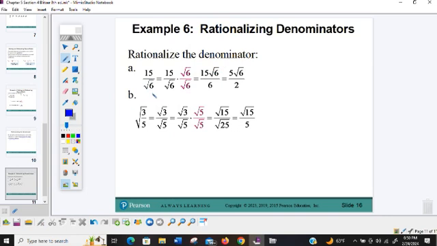So here's how you get rid of it. You multiply the top and the bottom by square root of 6. So on top, we get 15 times square root of 6, which is 15 square root of 6. On bottom, square root of 6 times square root of 6 is square root of 36, which is 6.